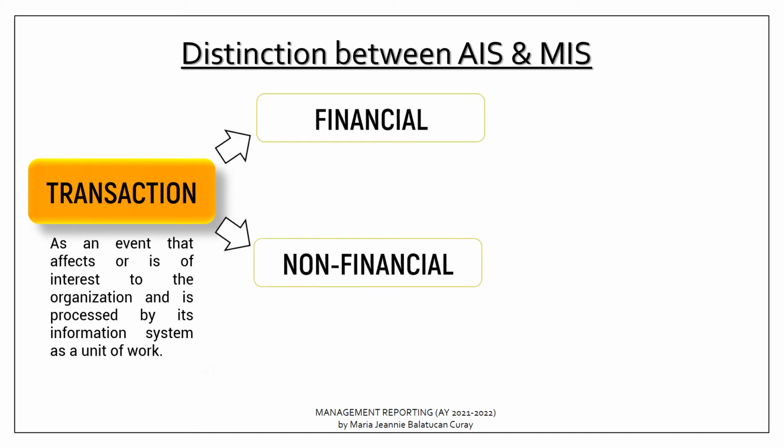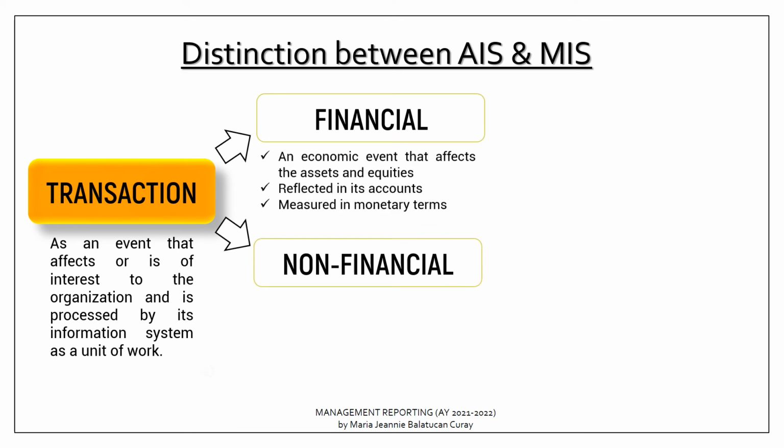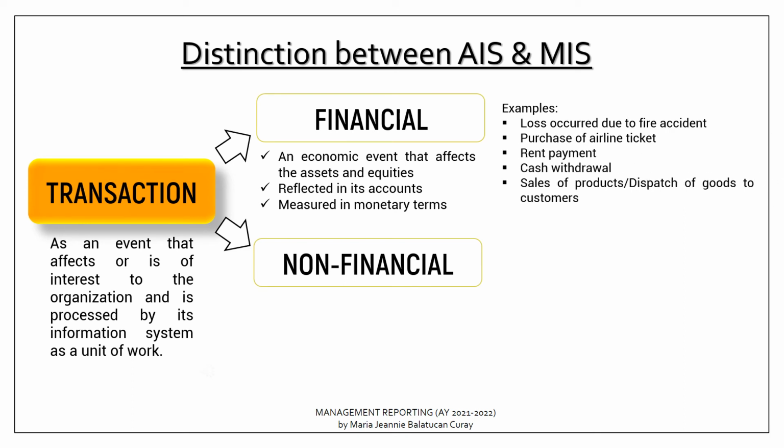So first, financial transactions. It is an economic event that affects the assets and equities. It is reflected in its accounts and is measured in monetary terms. Examples: loss occurred due to fire accident, purchase of airline ticket, rent payment, cash withdrawal, sales of products, dispatch of goods to customers, receipt of materials, stocks from suppliers.